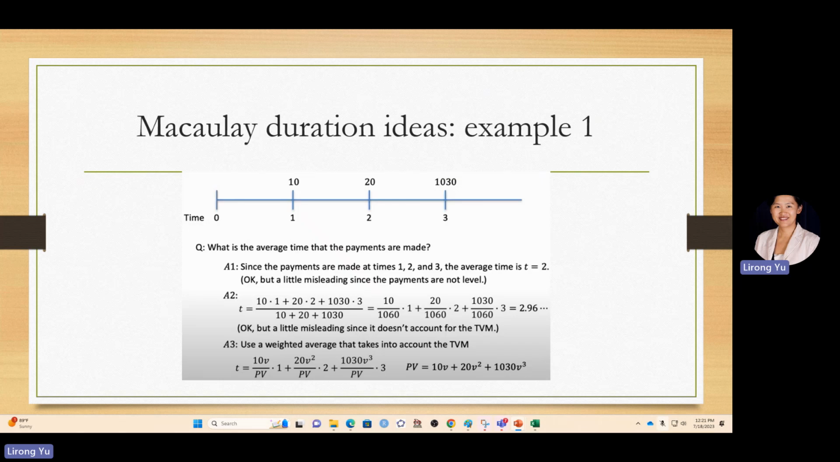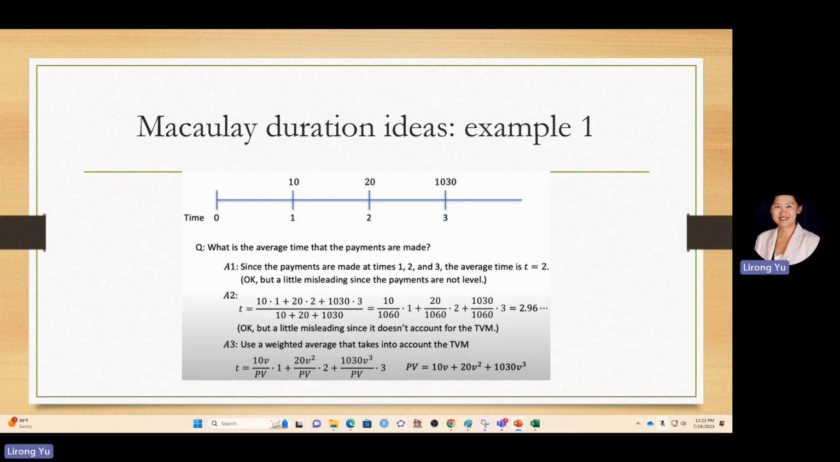And here is an example, just to illustrate the point that the Macaulay duration is actually a weighted average of the time. Suppose we have a cash flow as here. It's not exactly a coupon bond, this is a cash flow. I have a cash flow of 10 at time 1, 20 at time 2, and 1,030 at time 3. When I find the Macaulay duration, you should find something close to 3, since the expiration is 3 and the biggest cash flow is at time 3.